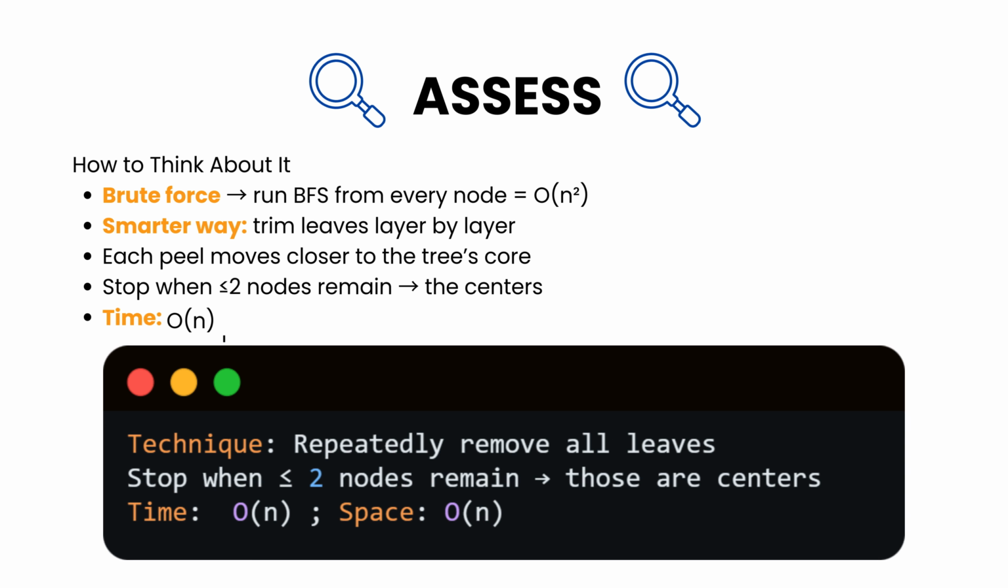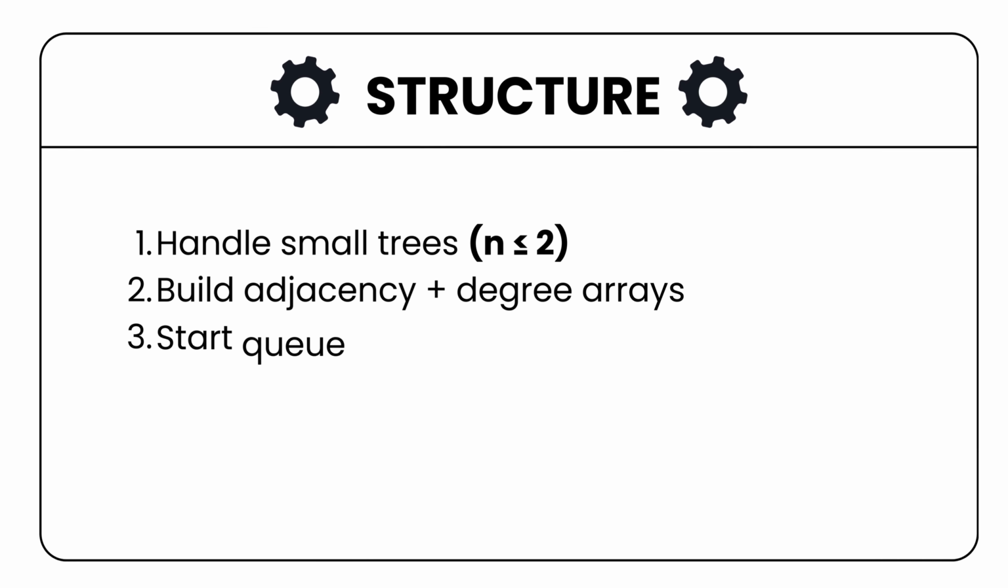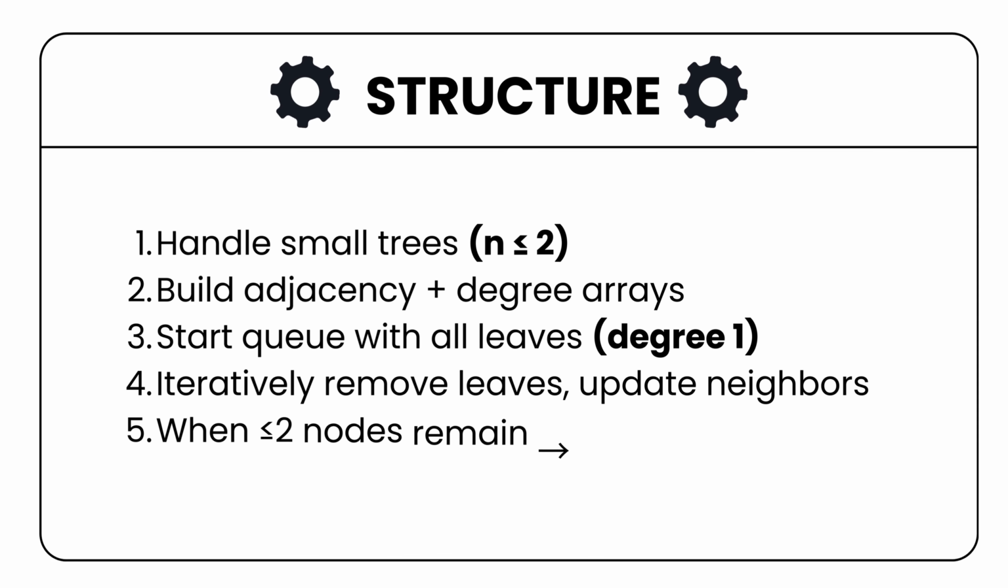Instead, observe: if we trim leaves layer by layer, like topological sorting, the last 1 to 2 nodes left are the centers. Why? Because removing leaves doesn't change centers. We're shrinking toward the core. Complexity: O(n) time and O(n) space. Handle tiny cases: if n is less than or equal to 2, return 0 to n-1.